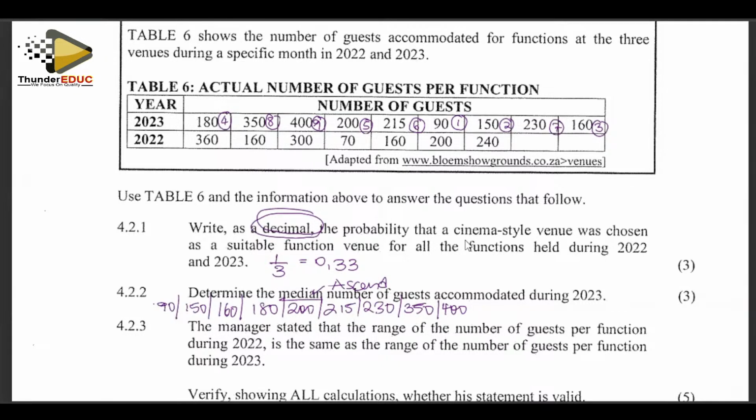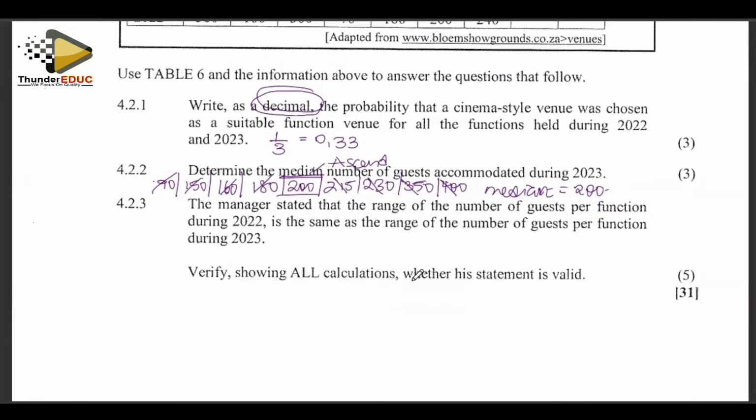So there are 9. Definitely, we shall remain with full numbers on the sides. So here, if you remain with full numbers, we have 1, 2, 3, 4. 1, 2, 3, 4. So 200. So median equals 200. And next, okay, we are looking at 4.2.3. The manager stated that the range of the number of guests per function during 2022 is the same as the range of guests per function during 2023.